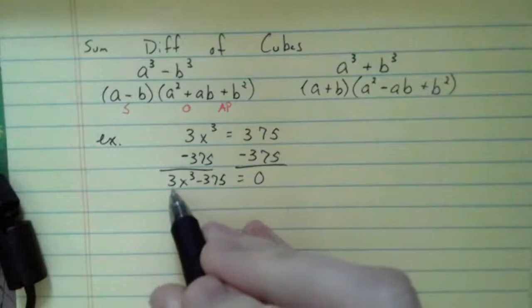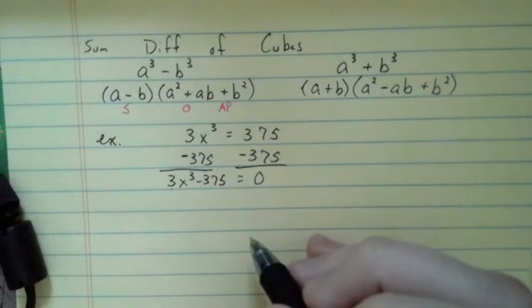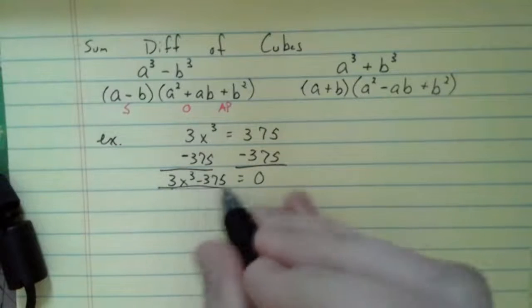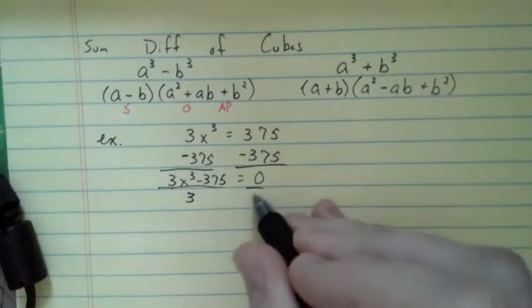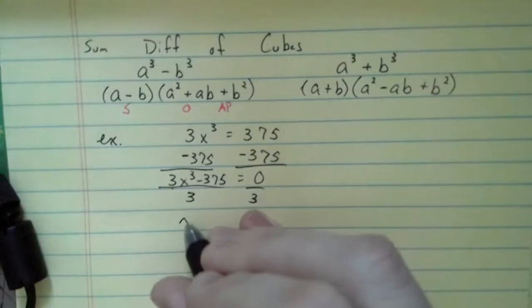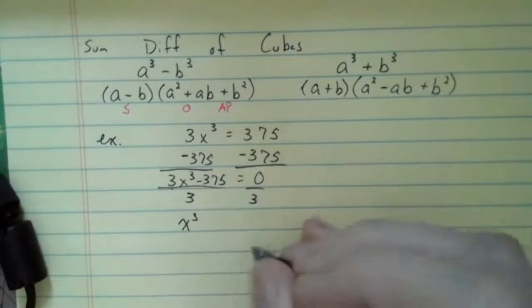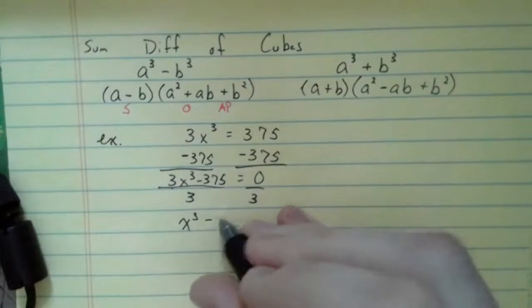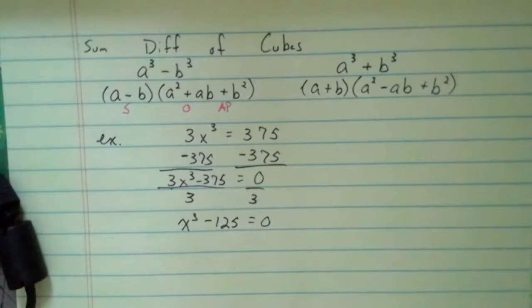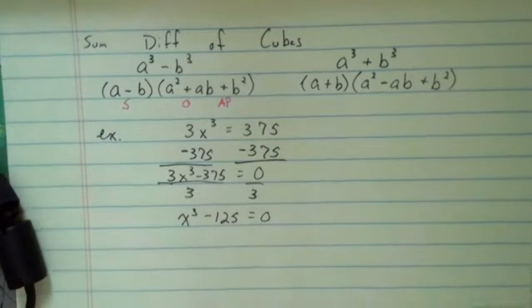Now, as we learned last time, I can look for a GCF and I can factor it out, or I can just divide by it. If I look at these numbers, 3 and 375, both look like they're divisible by 3. So I'm going to divide them both by 3. Whatever I do to one side, I do to the other. 3x cubed divided by 3 is x cubed. 375 divided by 3 is 125. Equals 0. Now here I can see this is a difference of two perfect cubes. Because this is x times x times x, so 3 x's. And this is 5 times 5 times 5, so this is 125.